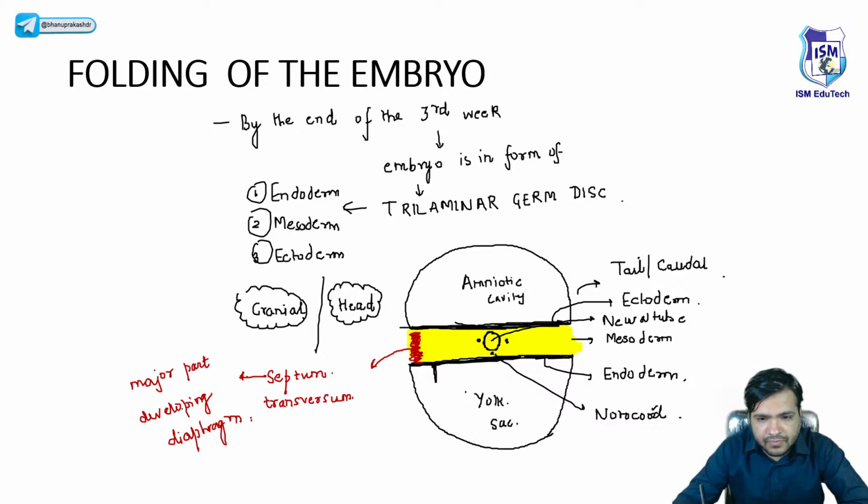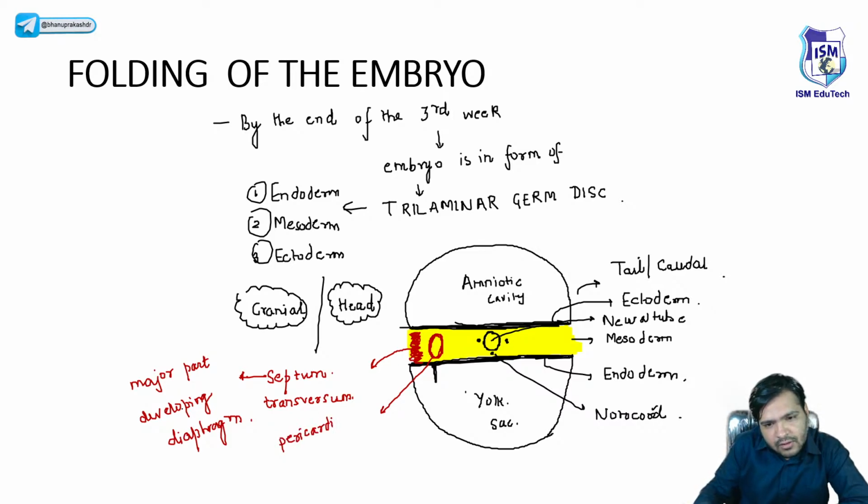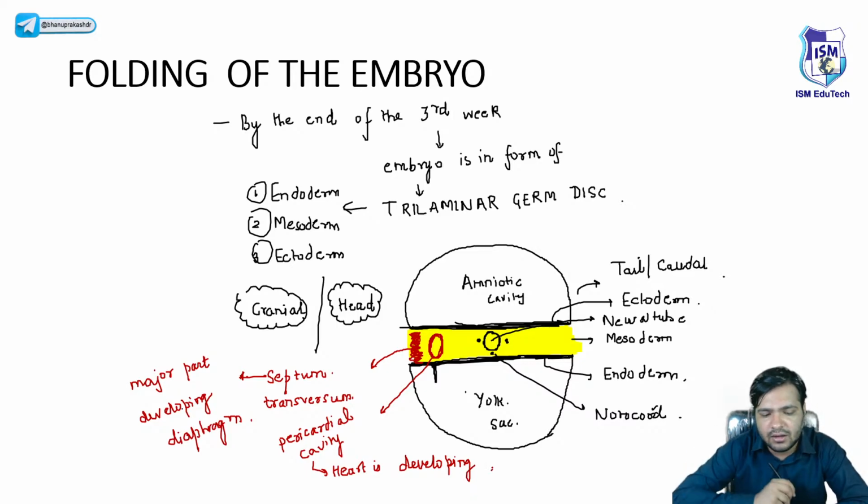Now again, at two points, guys, I have already told you, at the cranial region you will see a cavity over here. Towards the cranial region, a cavity will be formed, and this cavity is called the pericardial cavity, in which the heart is developing.